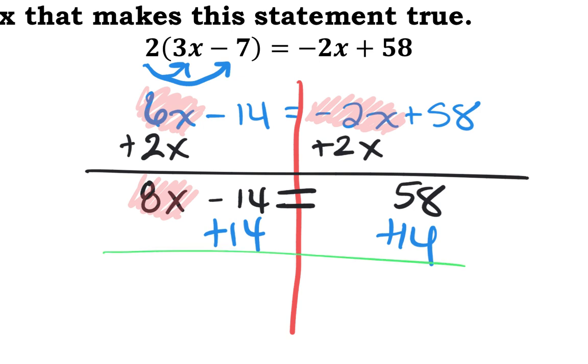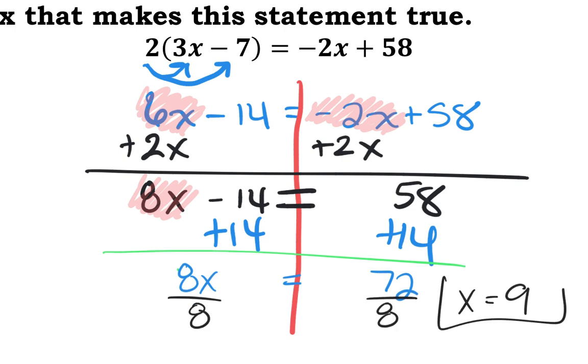And then after we add the 14, what do we get? 72. And then our last step is to divide. What do we get for the value of x? X equals 9. All right, go ahead and finish copying that. We're going to go ahead and go on to the notes.